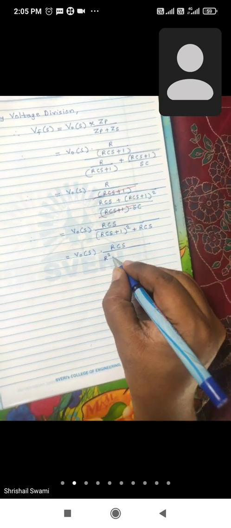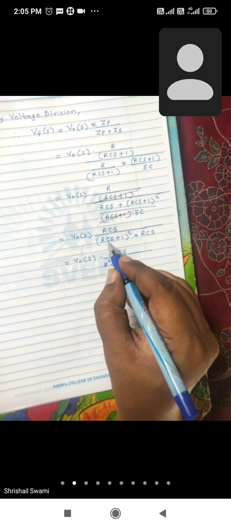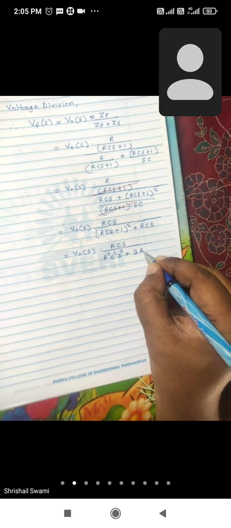डिनॉमिनेटर मध्ये काय होणार बघा, R square, this bracket you can solve, A plus B bracket square like this, R square C square S square plus 1 into this 1 into 2, आणि इथं एक ऑलरेडी काय आहे त्यामुळे 3 होणार, 3 RCS plus 1 square means 1. So this is about Vf of S.